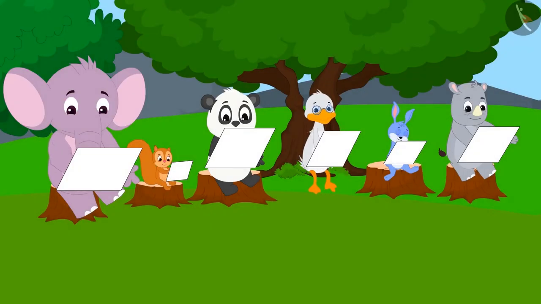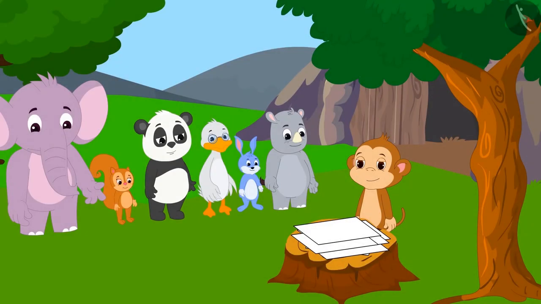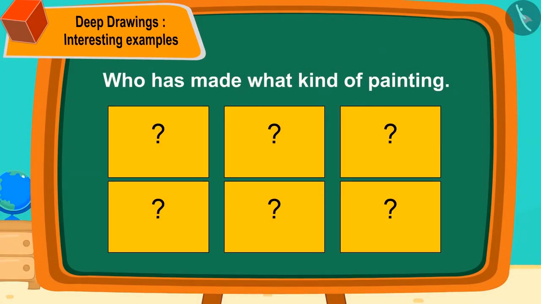Everyone started drawing their own pictures. Time ran out and everyone gave their pictures to Babban. Let's see who has made what kind of picture.